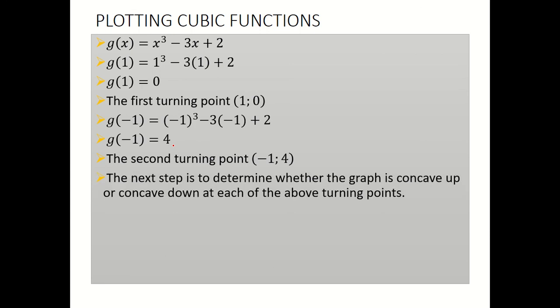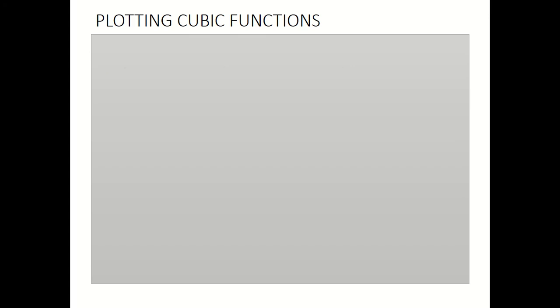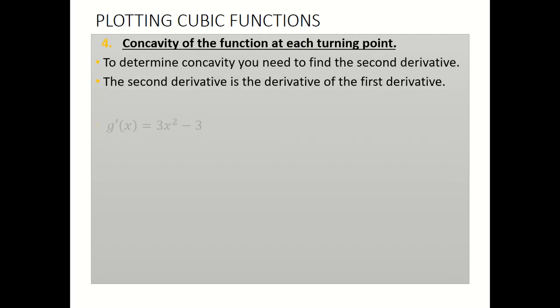Now all I have to do is to determine whether, at these turning points, my graph is facing up or facing down. When we talk about concavity, remember this: second derivative. All I'm going to do now is to find my second derivative and substitute the x coordinates of the turning point. Go back into the original equation, find the first derivative, and then find the second derivative. I simply used my first derivative to find my second derivative. Remember the x coordinate of the turning point. The first one was 1, the second one was -1.